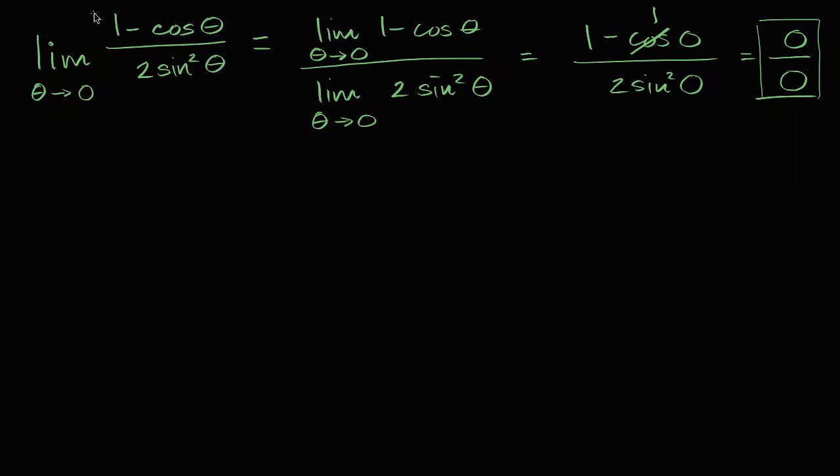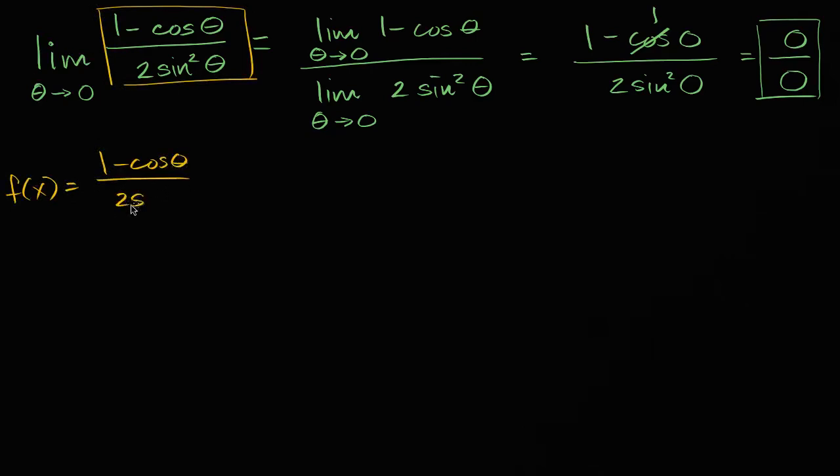Let's say that this right over here is f of x. So f of x is equal to (1 minus cosine theta) over (2 sine squared theta). And let's see if we can rewrite it in some way that as theta approaches 0, we're not going to get the same 0 over 0. Well, we got some trig functions here, so maybe we can use some of our trig identities to simplify this. And the one that jumps out at me is that we have the sine squared of theta.